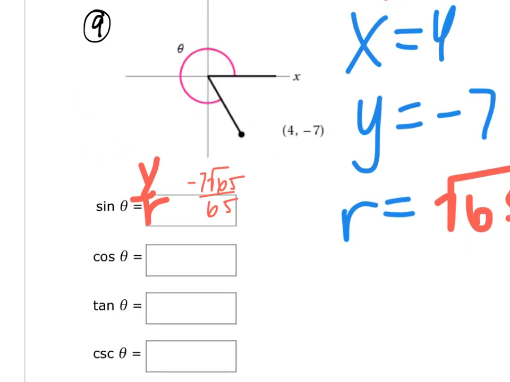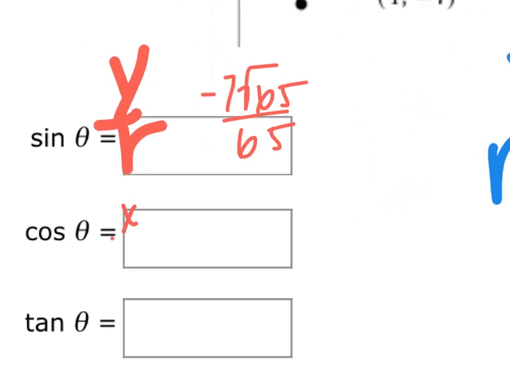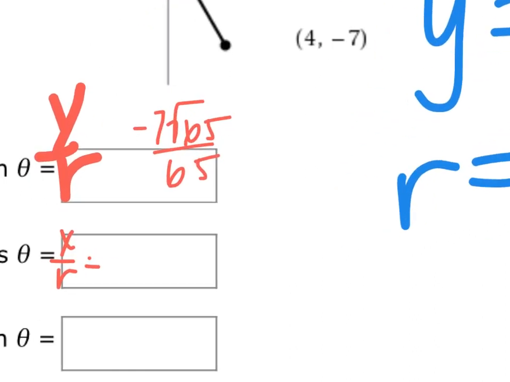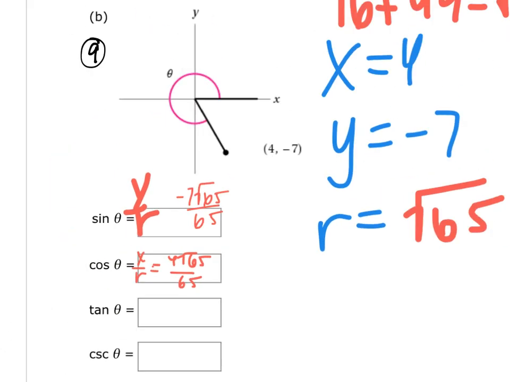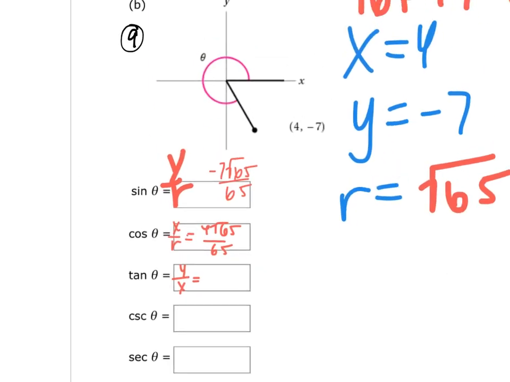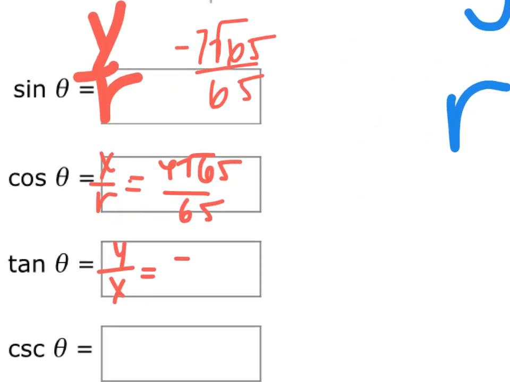You guys can get to the point where you can do that in your head. What about cosine? It's what over what? X over r. So it's 4 over root 65, yes? So it's 4 root 65 over 65. Tangent, what over what? Y over x. So it's negative 7 over 4.